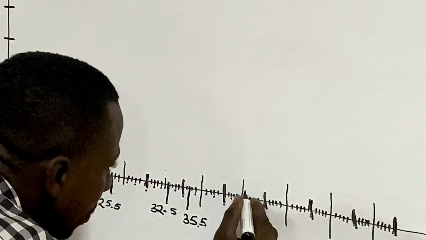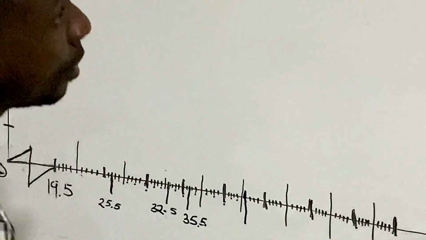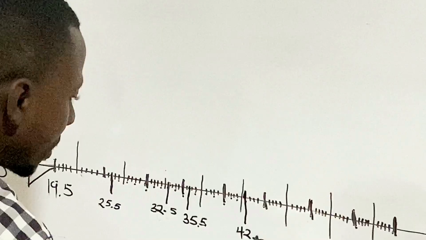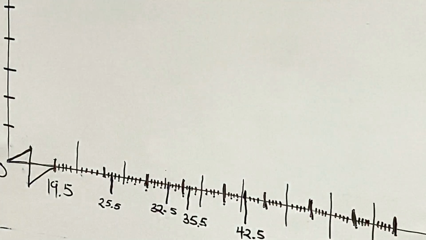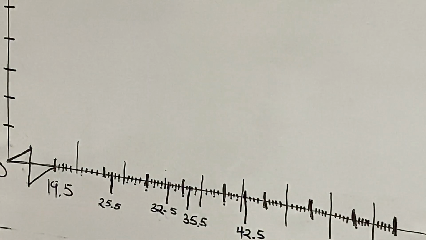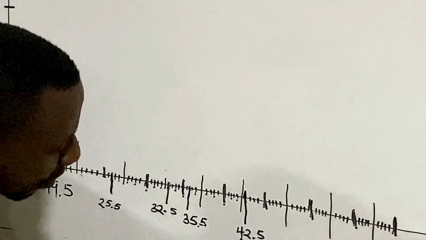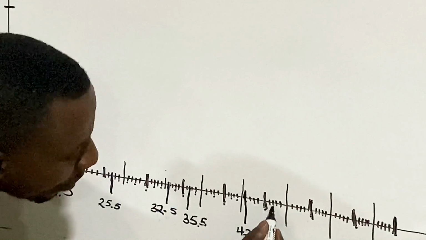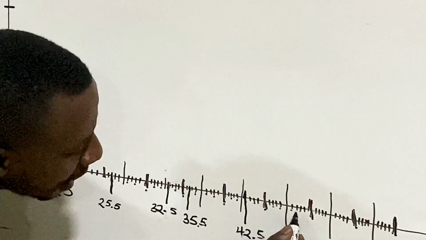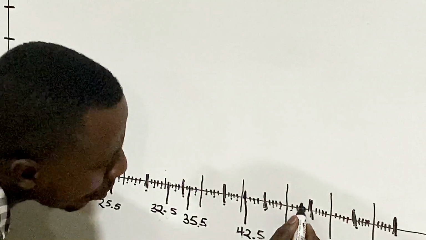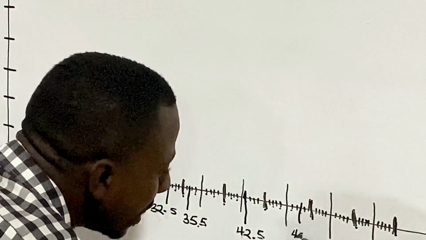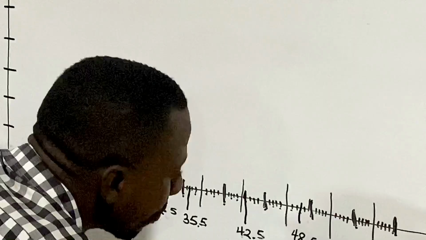So this will be my 42.5. Then the last one is 6. That's 42.5 to 48.5. So when I'm counting, I will skip this 1, skip this 2, skip this 3, skip this 4, skip this 5, skip this 6. So it will also be on this, which is 48.5.